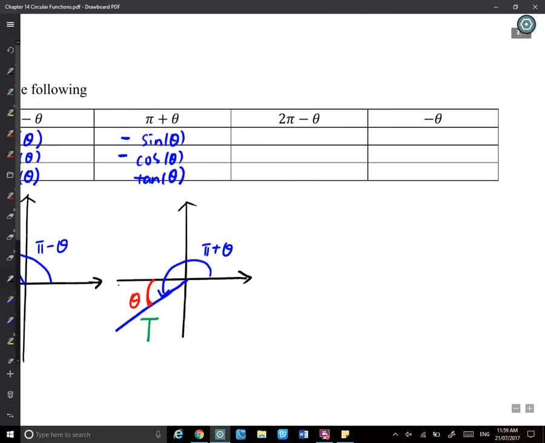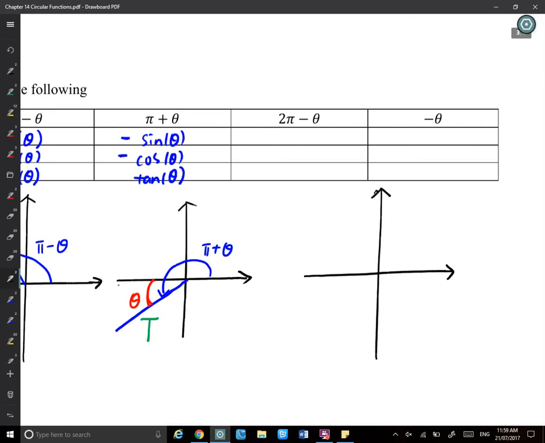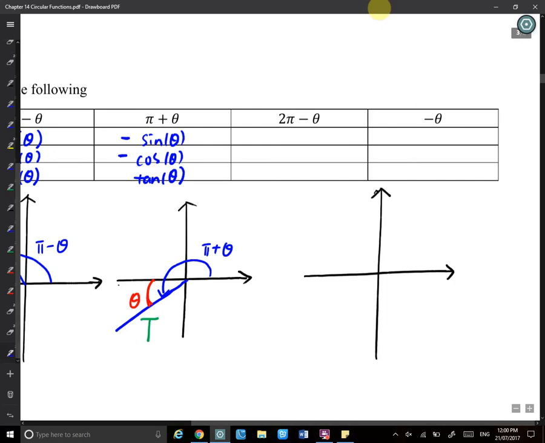Next is 2 pi minus theta. Which quadrant is it in? Third or fourth? Fourth. 2 pi is the full cycle, and then back by theta. It's the fourth quadrant. If that is 2 pi minus theta, I can see a reference angle here. What's that? It is again theta. And whose quadrant is that? Cos, C. So sine theta, cos theta, tan theta, but only cos is positive. So sine and tangent will be negative.